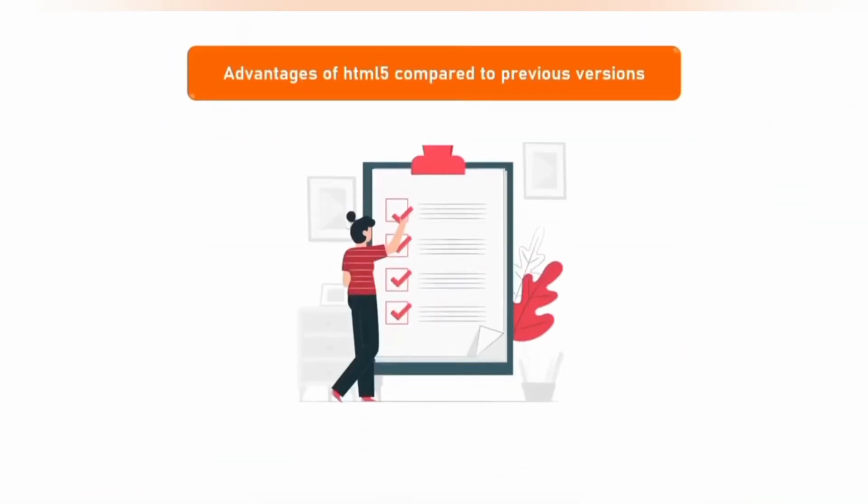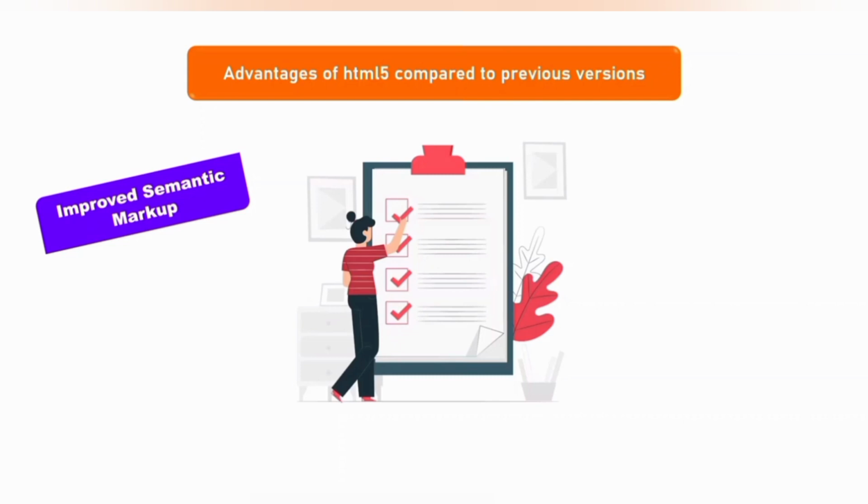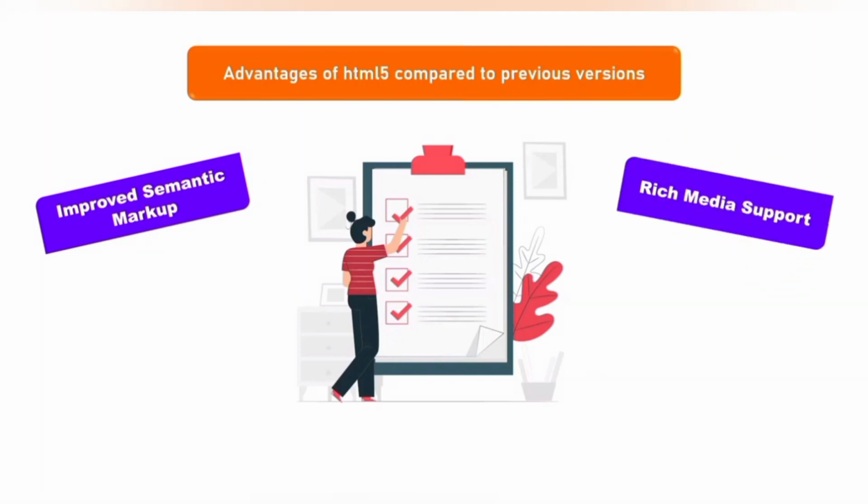HTML5 offers several advantages over previous versions of HTML, including improved semantic markup. HTML5 provides new semantic elements such as header, footer, nav, article, section, and aside that help developers better structure their web pages. This makes it easier for search engines to understand the content of a web page, which can improve search engine optimization. Rich media support.